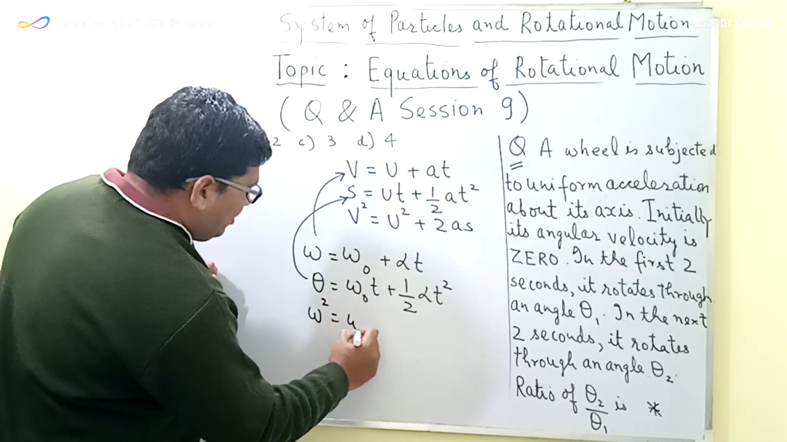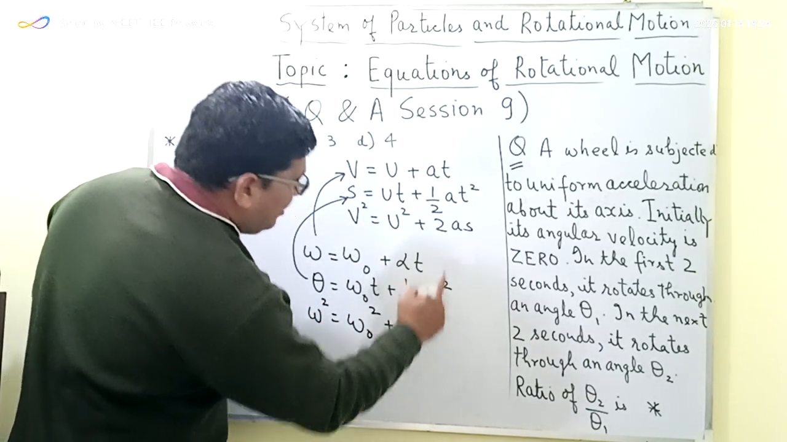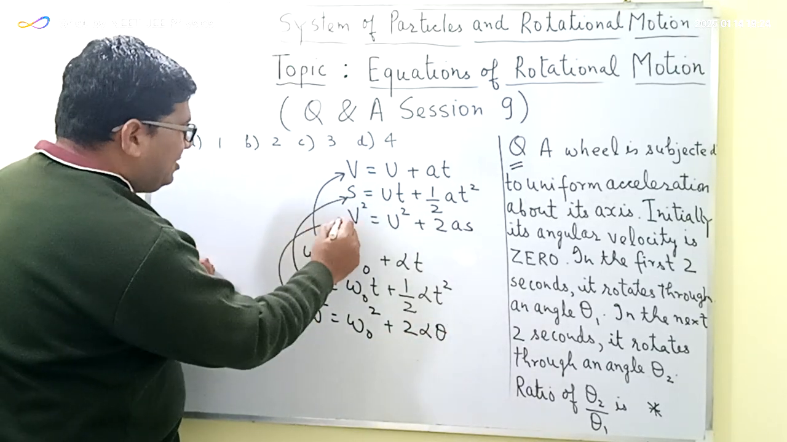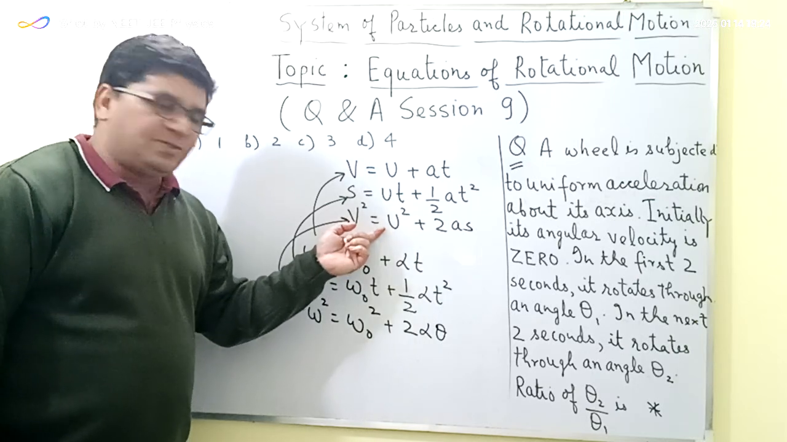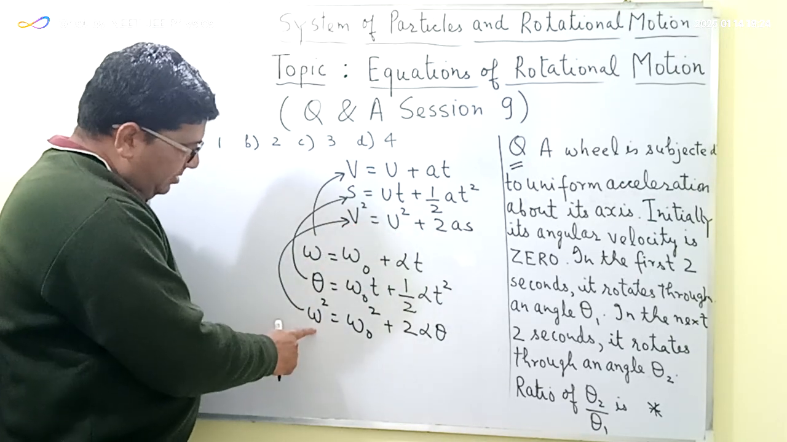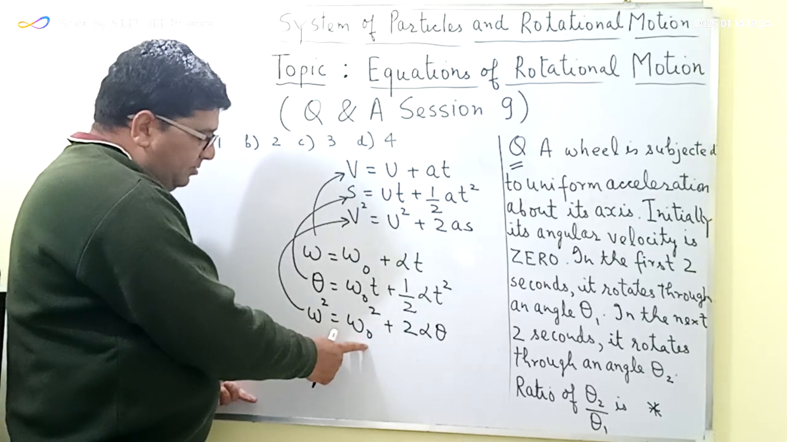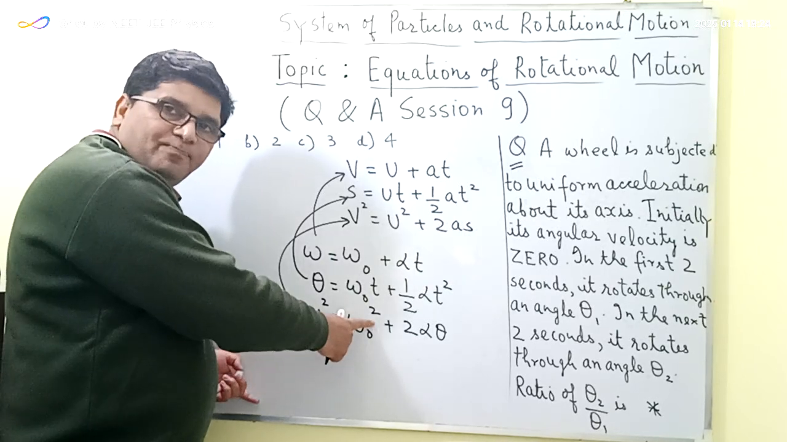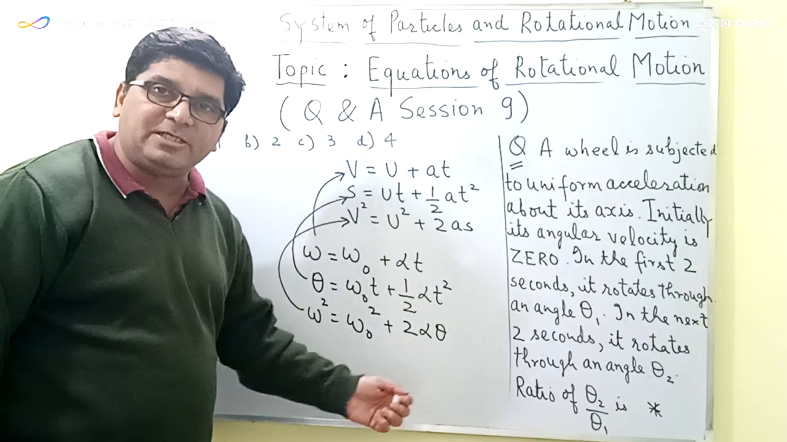and the third one will be omega square is equal to omega naught square plus 2 alpha theta. Now here this equation can be compared to the third equation of linear motion having constant linear acceleration. So यहाँ पर क्या है? Omega is the final angular velocity, omega naught is the initial angular velocity, alpha is the angular acceleration, theta is the angular displacement.